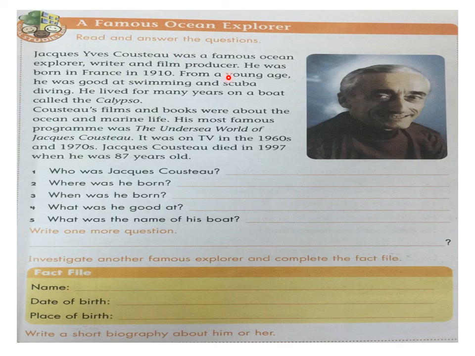From a young age, while he was small, he was good at swimming and scuba diving. He was good at what? Swimming and scuba diving. He lived for many years on a boat called the Calypso. Cousteau's films and books were about the ocean and the marine life. All his films were about what? Life in the sea.